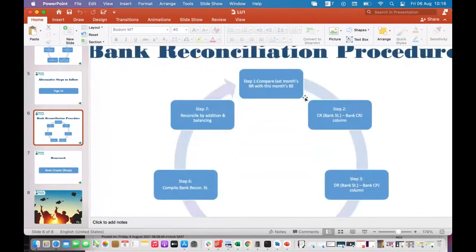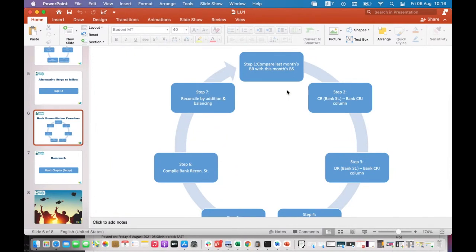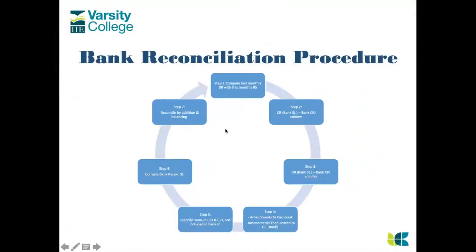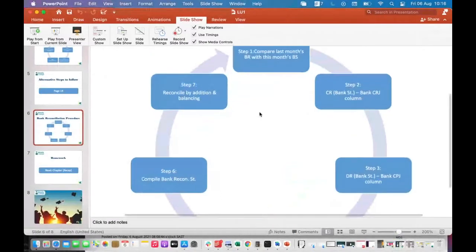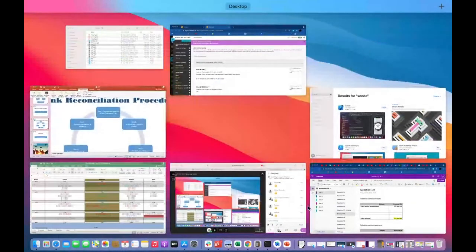Let me zoom in. I hope that's sufficient. We'll just shift as we go from step to step. Another thing that we can do, what is slideshow from current slide? That's what I want. It's not allowing me to zoom in, so I think we'll just zoom in here. Okay, that's fine. So step number one, compare last month's bank reconciliation to this month's bank statement.